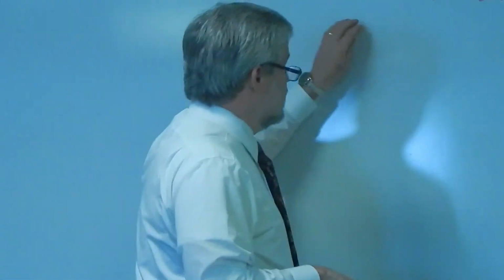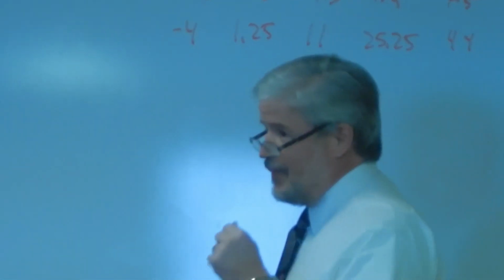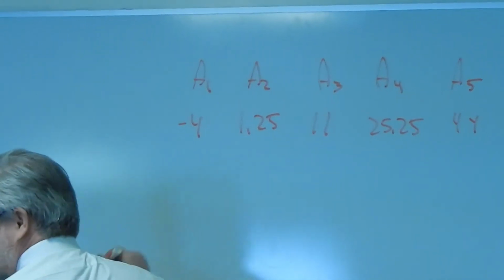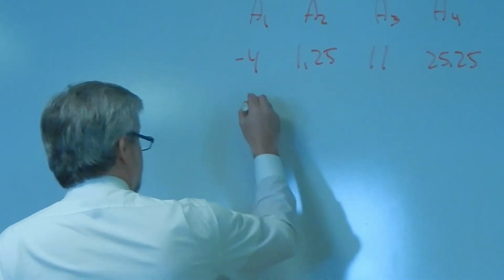But the successive difference principle, the degree of the explicit formula equals the number of differences that it requires to get a constant. We're going to use that successive difference principle to discover the explicit formula for this system. We're going to take a difference here. What's 1.25 minus negative 4? 5.25. Do I have concurrence? Yes.